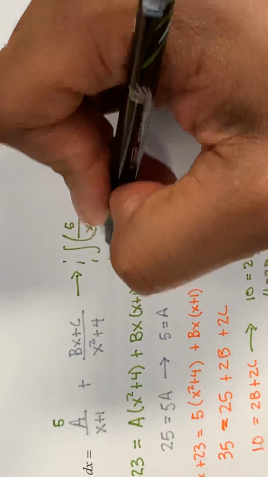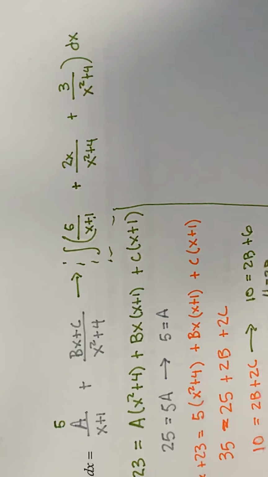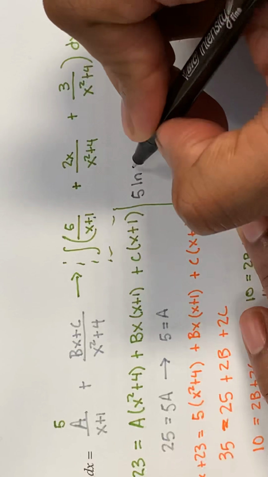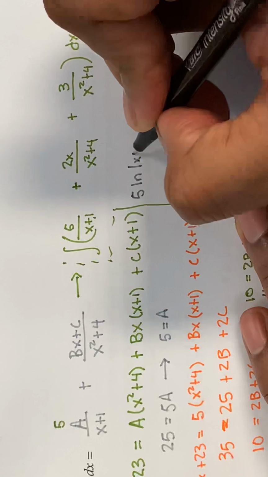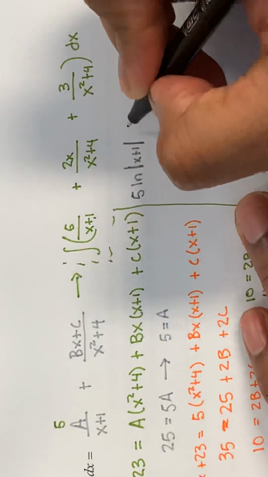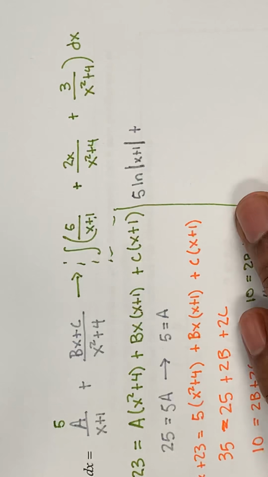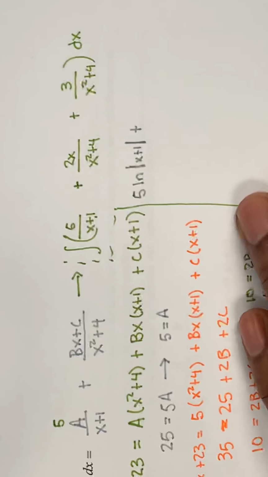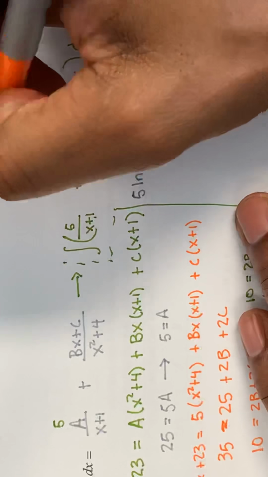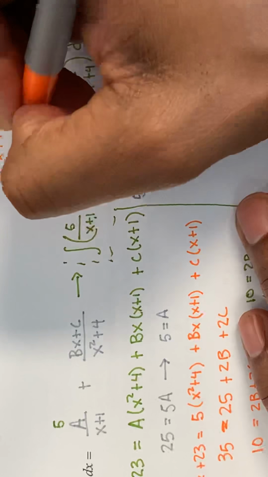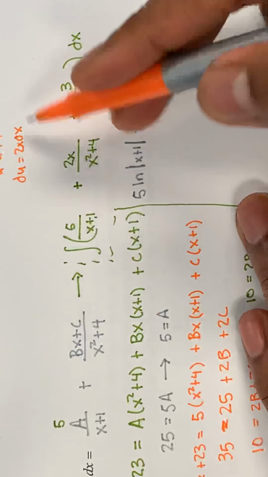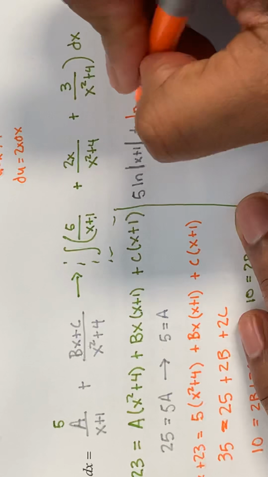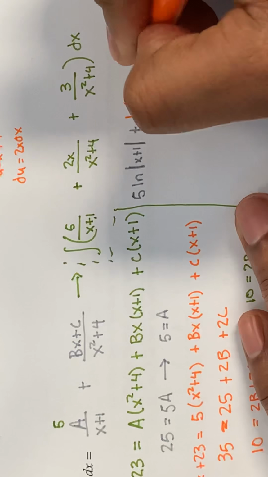So let's carve out some room because we ran out of space. So if we integrate 5 over x plus 1, we're going to get 5 natural logarithm, we'll do absolute value, x plus 1, plus, this requires a u substitution where u would equal x squared plus 4. So above this, let's put u equals x squared plus 4. And so du equals 2x dx. So that's a direct replacement where we have du over u.